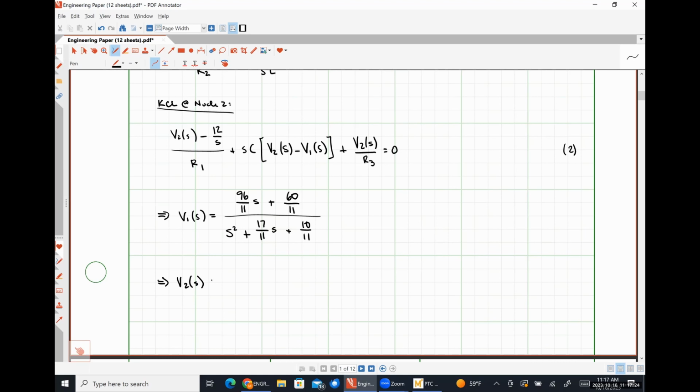And the part that we're actually looking for, since V2 is exactly equal to Vx, we have 96/11 S squared plus 24/11 S plus 48 over 11, divided by S cubed plus 17/11 S squared plus 10 over 11 S. And like I said a moment ago, this is equal to Vx of S, which is our S domain representation of the voltage that we're trying to find.